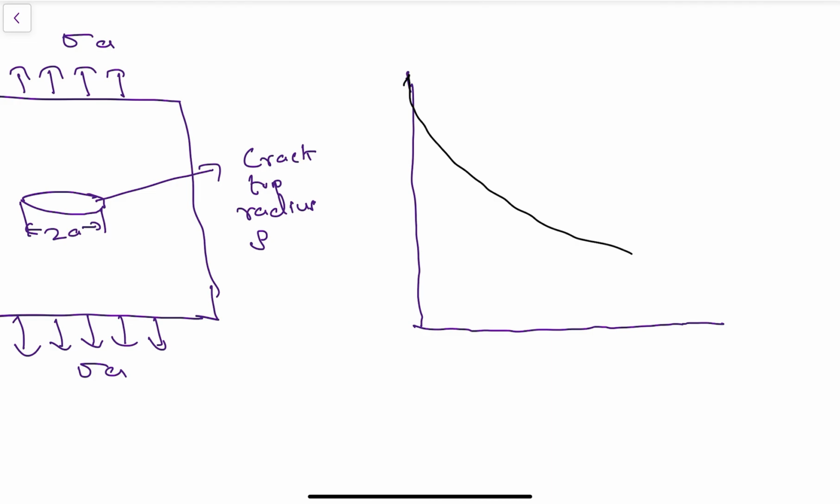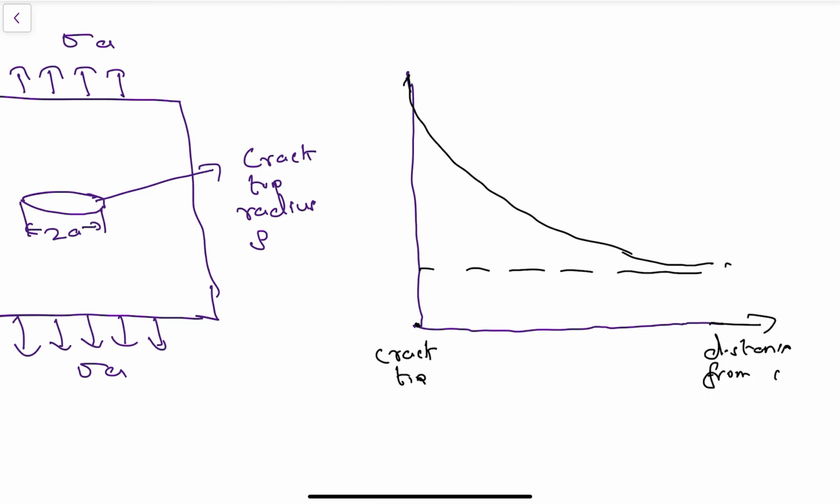If you draw like this, this is the crack tip, and this is distance from the crack tip. So this is sigma A. You can see that as I move from the crack tip towards the center, the stress is coming down. That means at the crack tip you have the maximum stress. That is called stress concentration. So stress is concentrated at the crack tip.